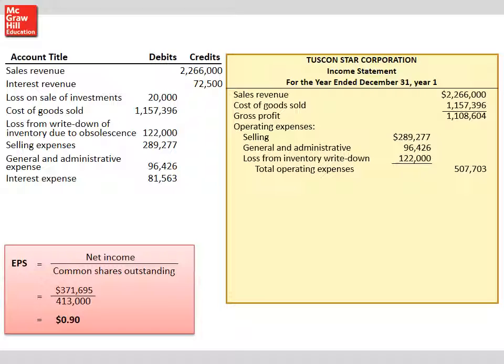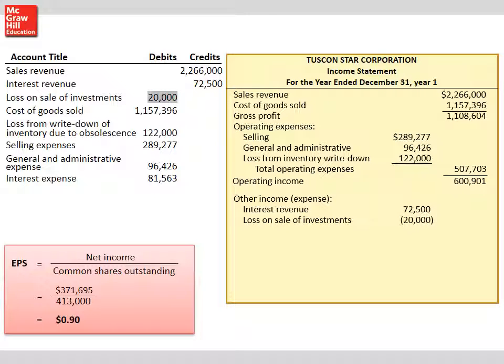Our total operating expenses, 507,703. Subtract your operating expenses from gross profit. From your gross profit, you get operating income. Now let's deal with our other items. We have interest revenue, loss on sale of investments, and interest expense.